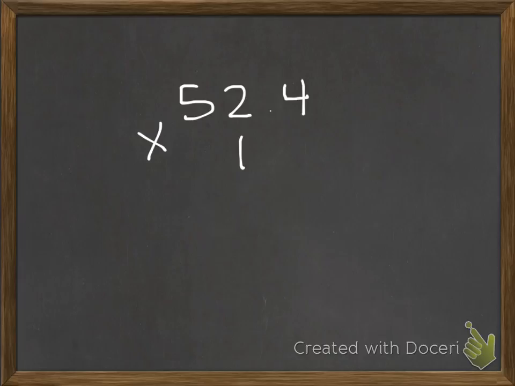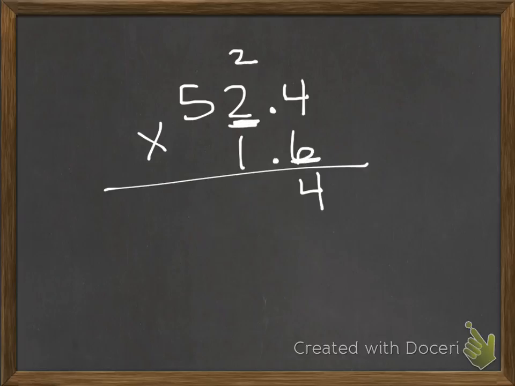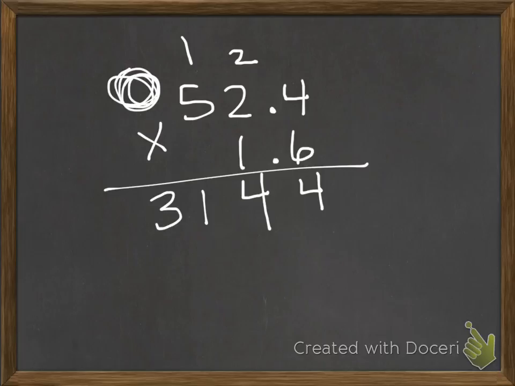$52.4 times 1.6. Okay, same thing. The first thing I'm going to look at is the smallest place value, which is the one over on the right. So I'm going to take 6 times 4, which is 24. Write down the 4, regroup the 2. 6 times 2 is 12, plus the 2 is 14. Write down the 4, carry the 1. 6 times 5 is 30, plus the 1 is 31. There's nowhere to regroup the 3, so I write it down in my answer. Remember, I like to get rid of these, clean house, make mama happy, so we don't get confused.